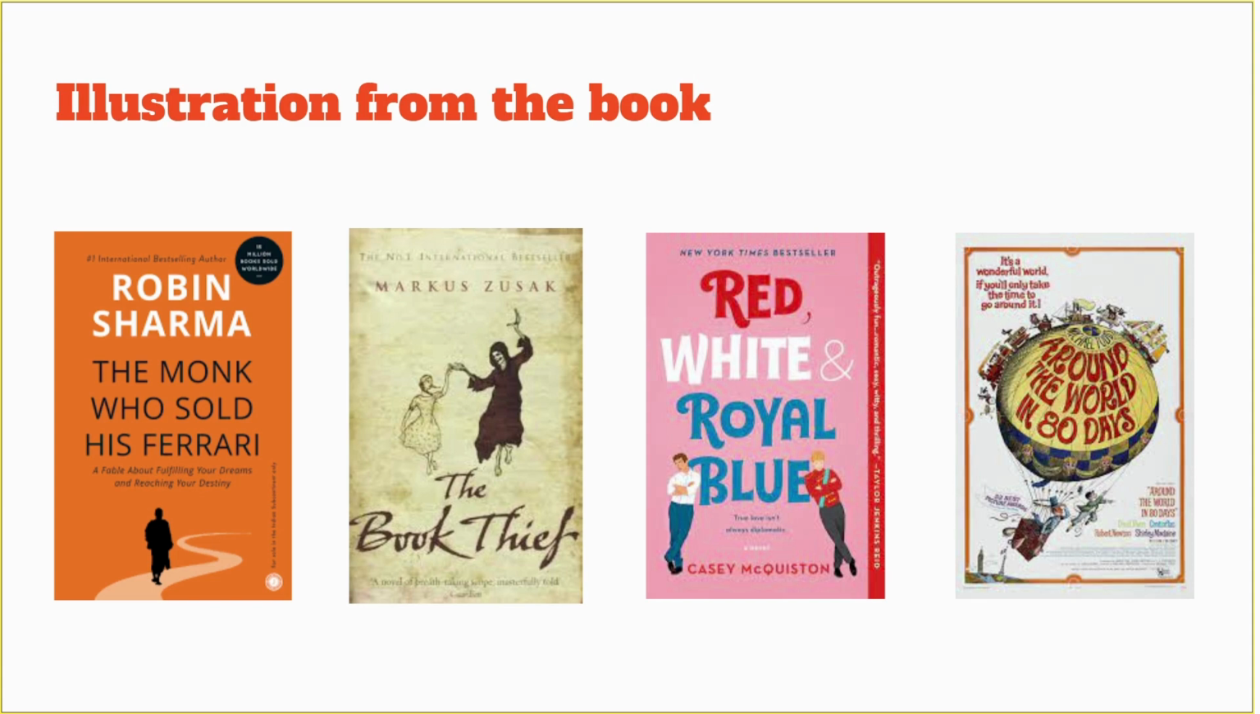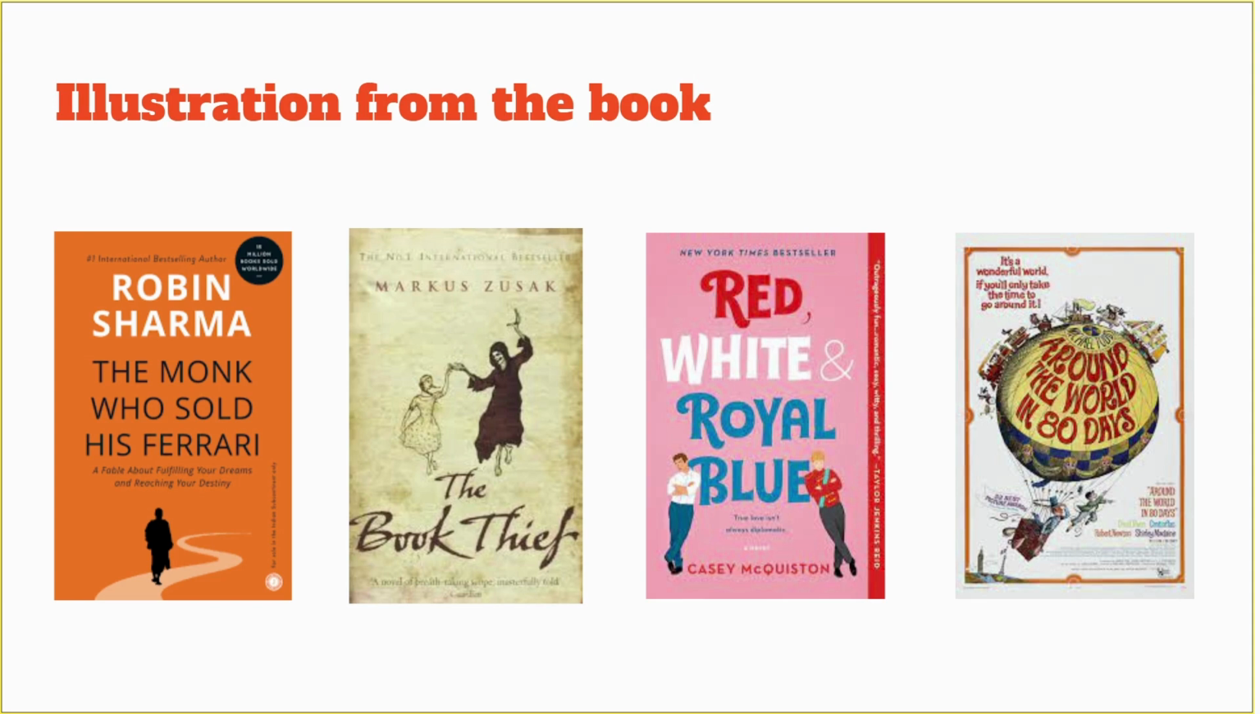So let's get started. The first type that you will observe in different types of books is the illustration from the book. That is, you have a book cover with the name of the book, the author, and some lines or a quote, and then an illustration which relates to the characters or the story written inside the book.